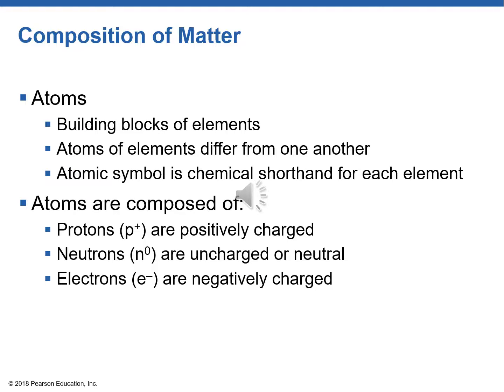Atoms are the building blocks of elements, so atoms combined can form elements. And they are different from each other. We're going to study them now. They're composed of subatomic particles termed protons, neutrons, and electrons. And protons have a positive charge, electrons have a negative charge, and neutrons are neutral. They do not have any charge.